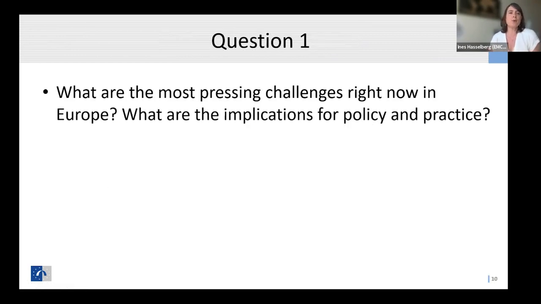Yes, so question number one for William and Annick. What are the most pressing challenges right now in Europe? And what are the implications for policy and practice?